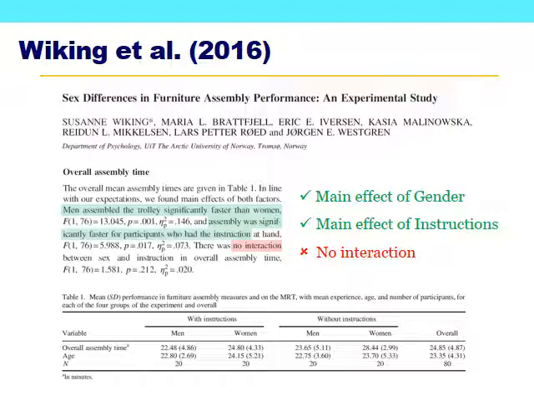In this table, which they provided in their paper, they show the overall mean assembly times for both men and women with and without instructions. So in other words, these four numbers in the top row of the table show us the cell means for each of our four subgroups in this study.